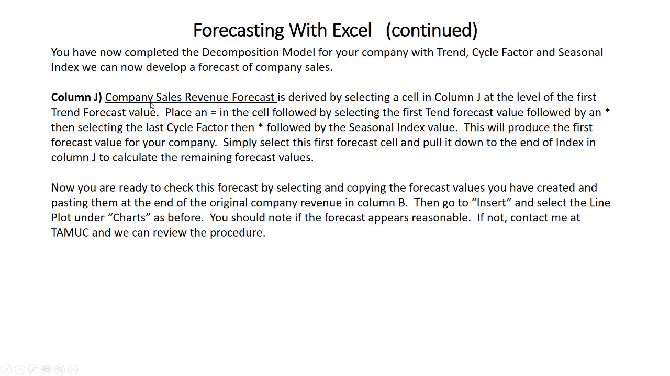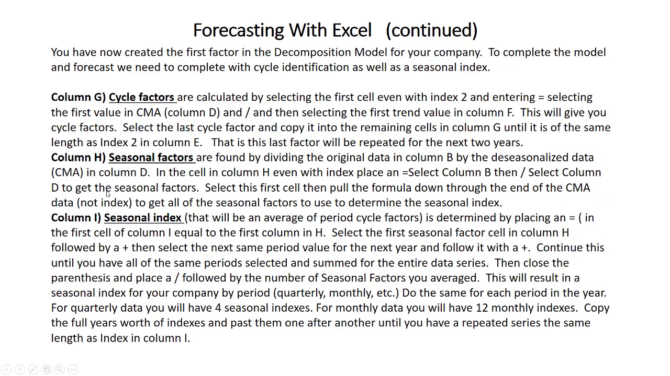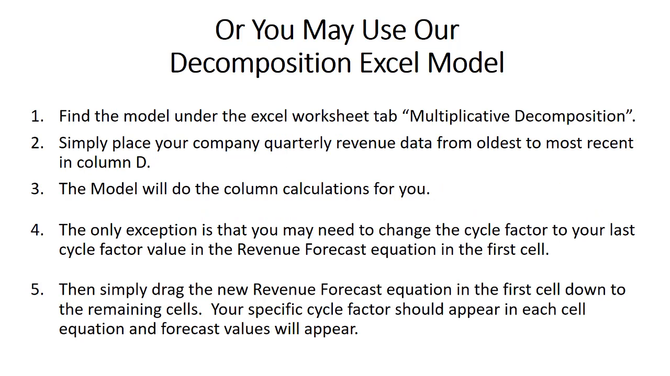And then the company sales revenue forecast is simply the trend that we calculated in column F, times the cycle factor in column G, times the seasonal index in column I. That gives you the company's revenue forecast. And you can plot that forecast just by appending the forecast values to the actual data and running a line plot in Excel.